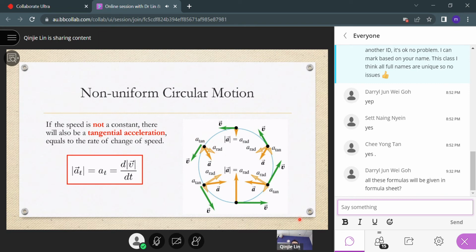So when you step on the gas pedal, you are changing the tangential acceleration. You are trying to speed up the car. But the radial acceleration comes from the fact that you are turning. The moment you turn your steering wheel, you have radial acceleration. So there are two different components of acceleration.